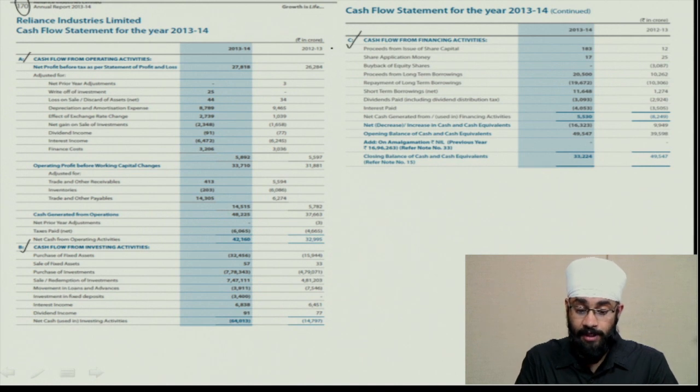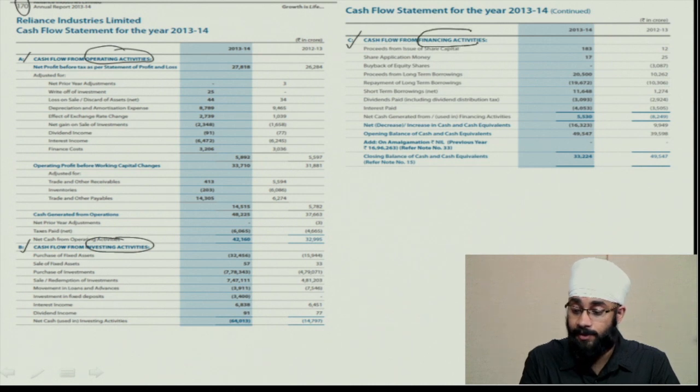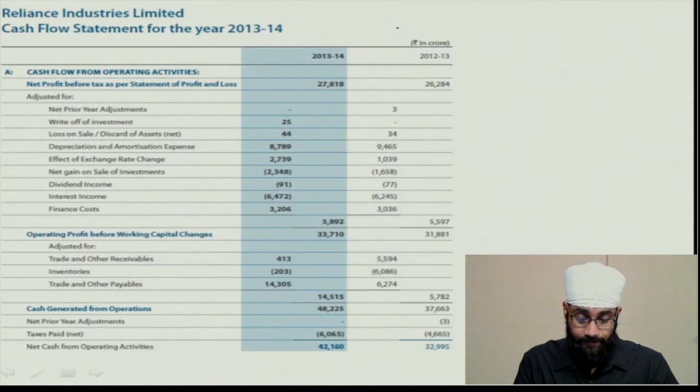So as we discussed, the statement is divided into three parts. The part A deals with operating activities, part B deals with investing activities, and finally the third part deals with financing activities. Now let us look at the three sections one by one and see what is going on in there. This is part A of cash flow statement for Reliance Industries Limited. You have two columns which show figures for 2 years. This is the current year, this is the previous year.